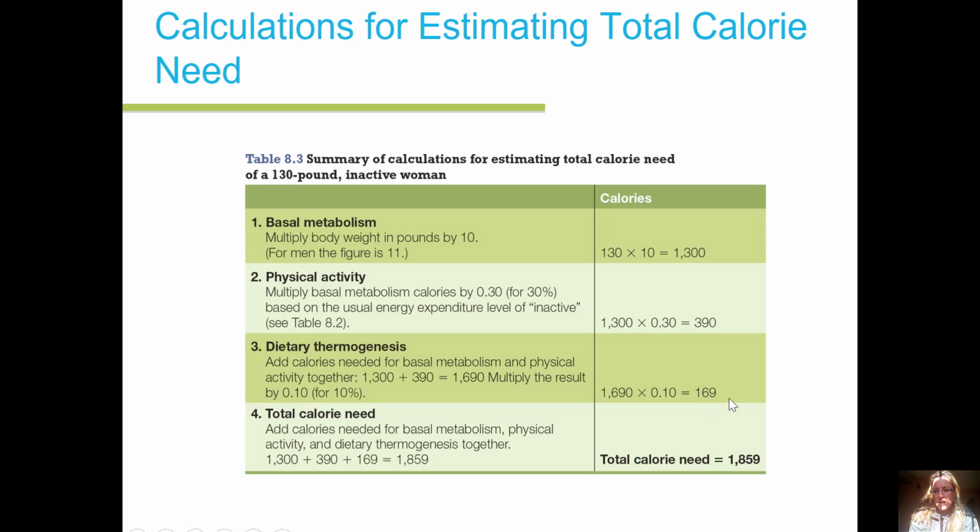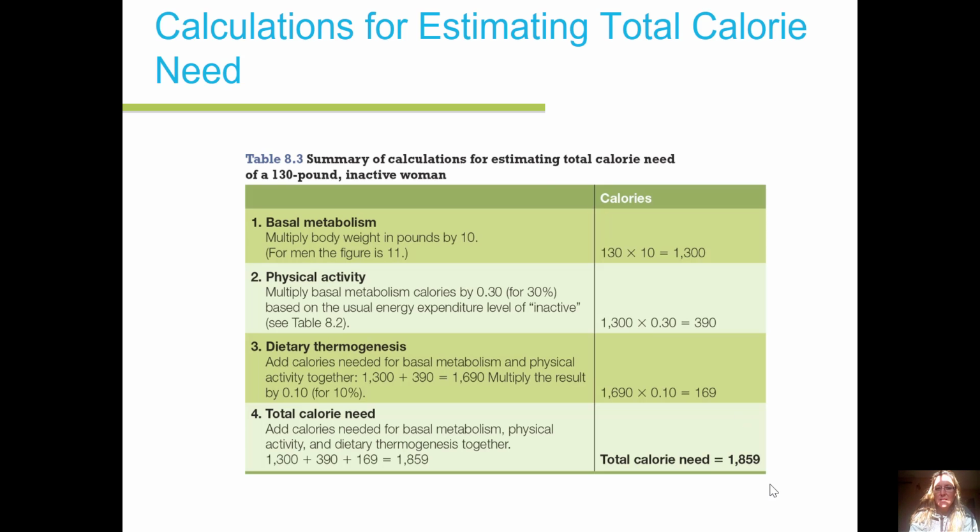Then for dietary thermogenesis, they just multiplied that by 10%, 0.10, and they came up with, okay, I burn about 169 calories a day through just dietary thermogenesis. Then what they did is they added that 169 to the 1,690, okay, and they came up with a total of 1,859.